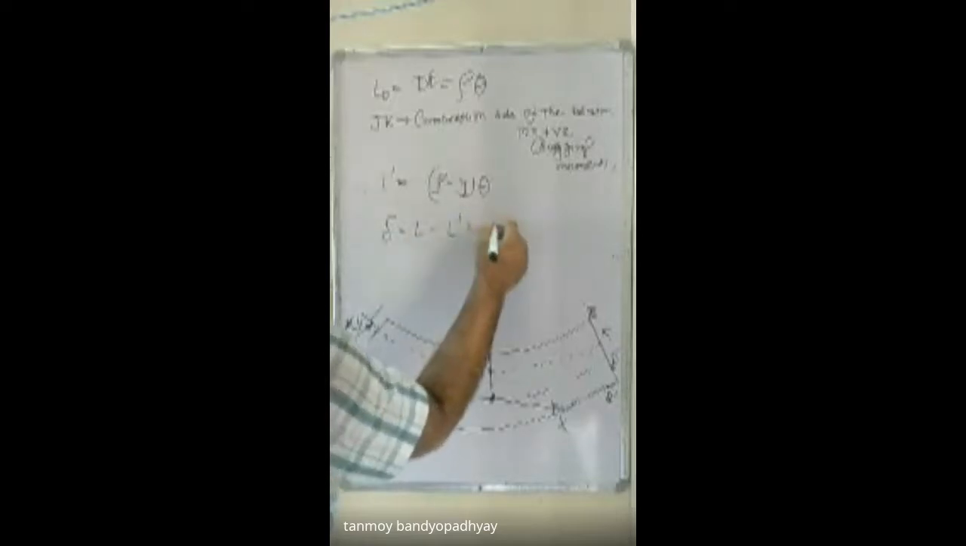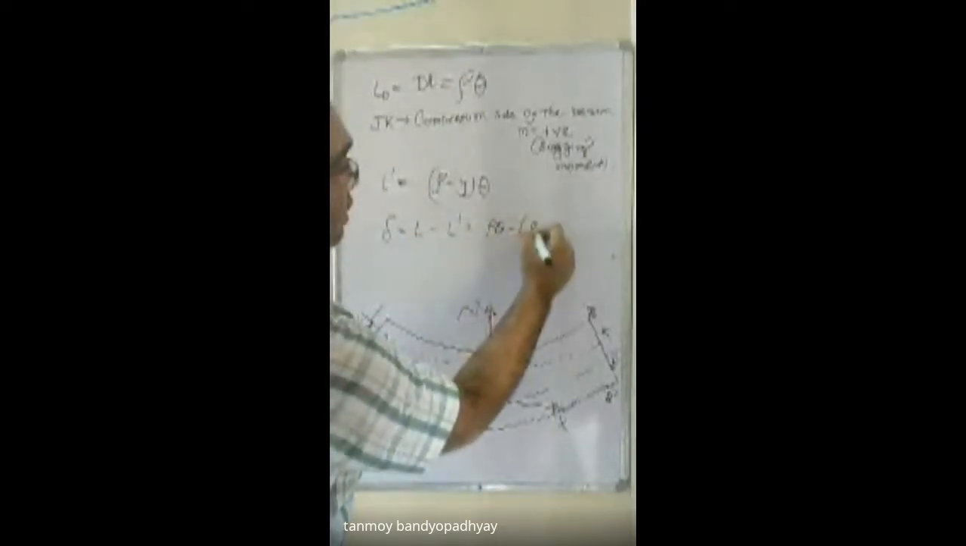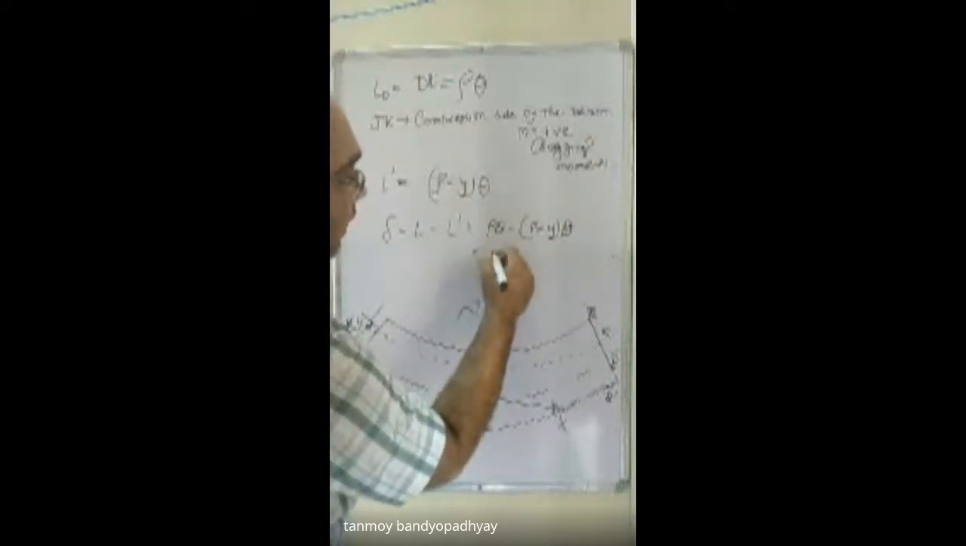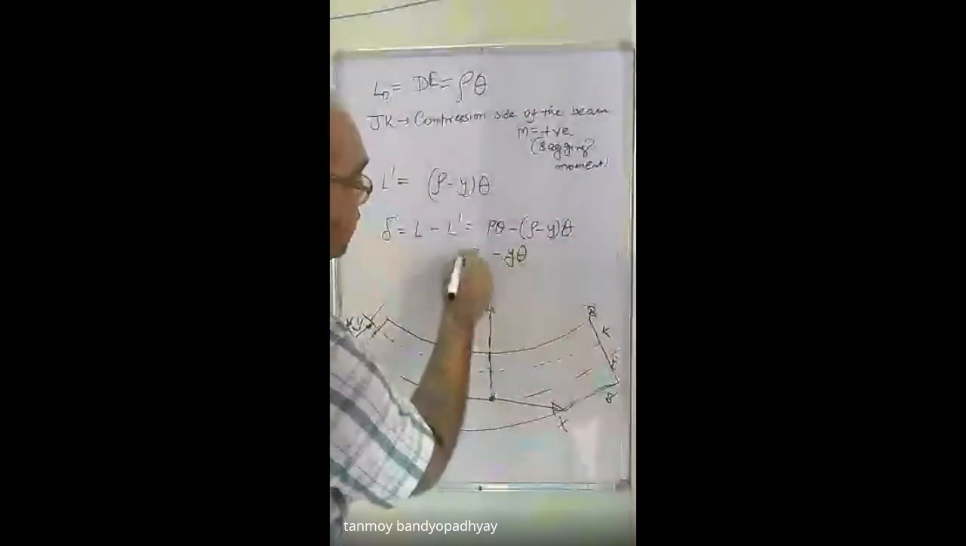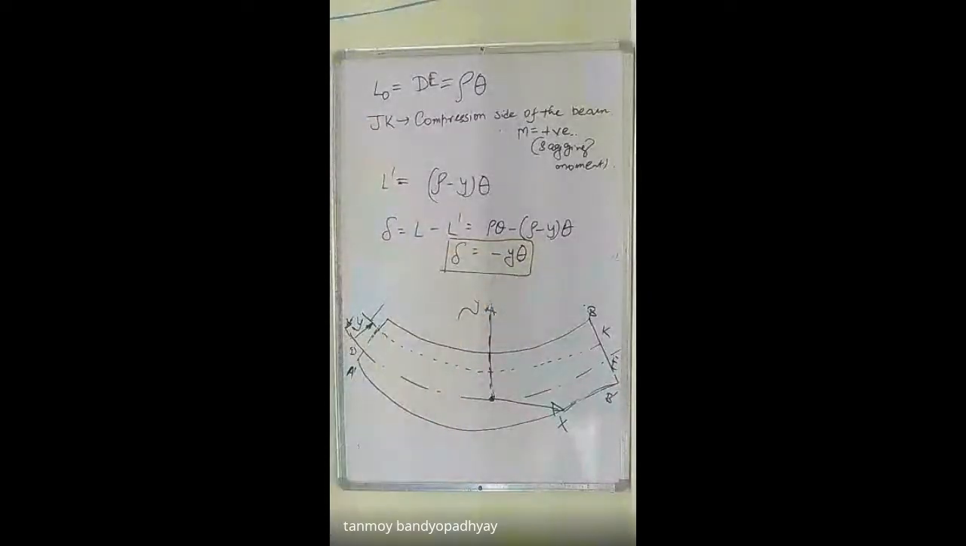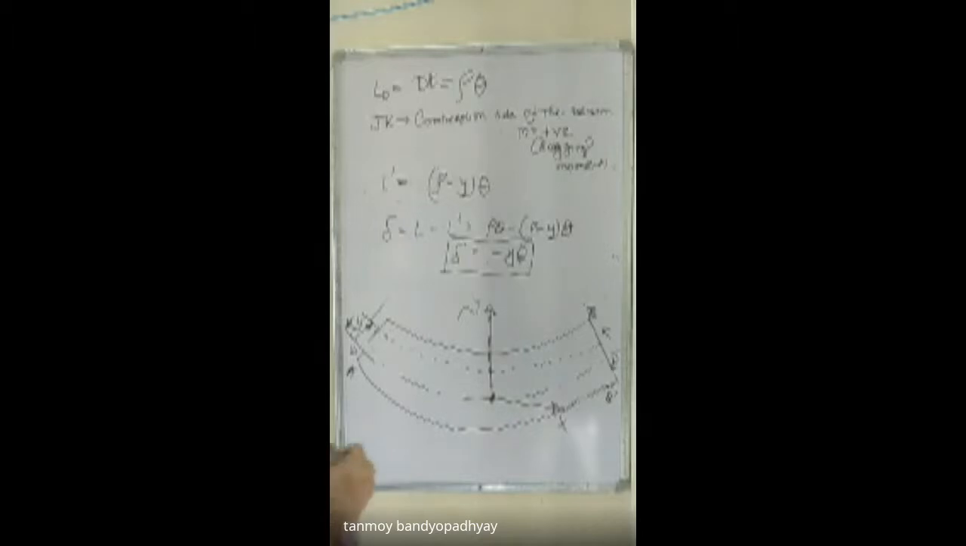So what is L minus L prime? Rho theta minus rho minus Y into theta. So you will be getting minus Y theta. So delta at any layer is actually minus of Y into theta. Okay? So what will be the strain developed? Remember, it is the longitudinal strain, not the transverse strain. Let's call it epsilon L.